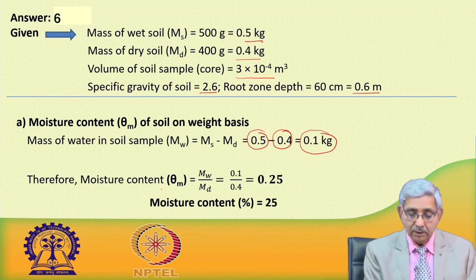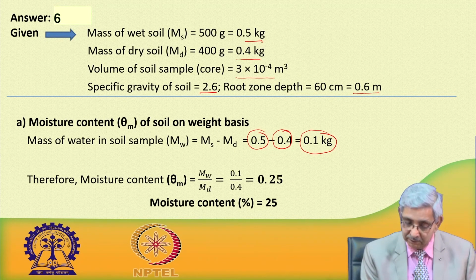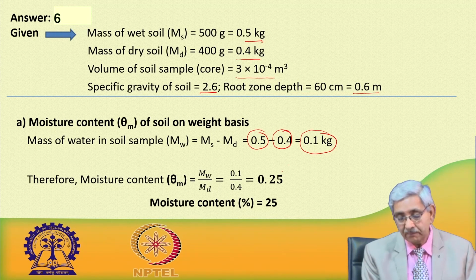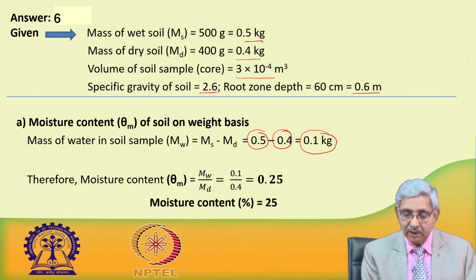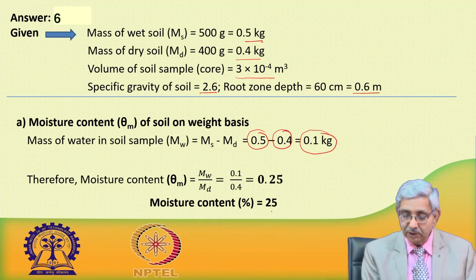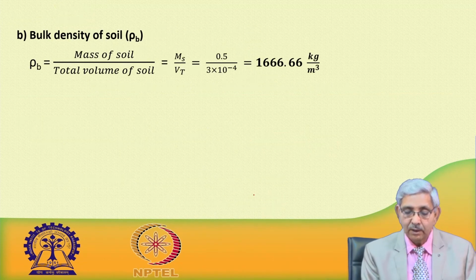Now, when we want to find the moisture content on weight basis, the mass of water is 0.1 kg and the mass of dry soil is 0.4 kg. So, this is equal to 0.25. So, moisture content by gravimetric method is 25%. So, this is the answer 1 of this question.